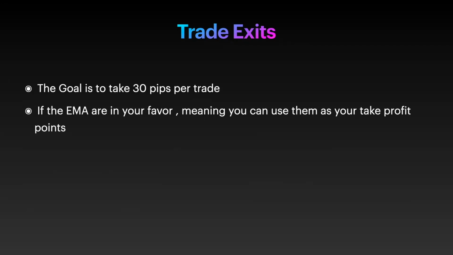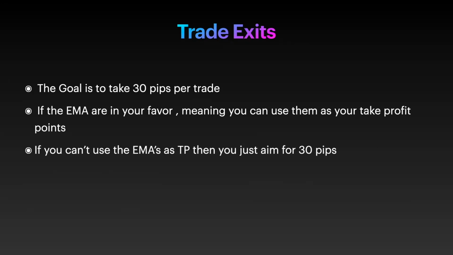So meaning if you're selling, if you have a type 1 setup, let's say that you're selling and the EMAs are below you, so meaning the 50, 200, 800 EMAs are below you, you're basically using those EMAs as your take profit points because the price action will go to the EMAs. So if you can use the EMAs as take profit points, those are going to be your take profit points. Most likely, depending on how the setup is, it's going to be using the 200 EMA. If you're in the US session, likely it's going to be the 50. So if you can't use the EMAs, you're just going to aim for 30 pips.